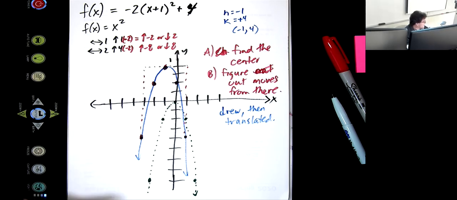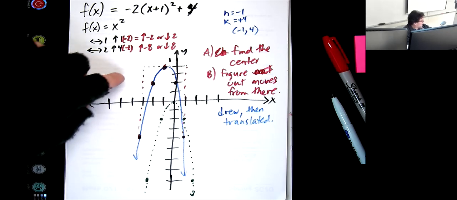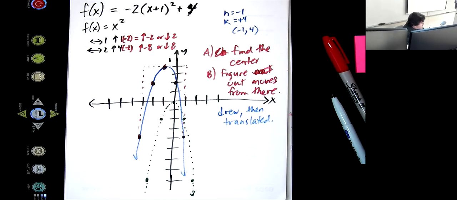Some people like sketching it and then moving it, and some people just like moving it and then drawing from there. I am more of the latter one. But I've had students tell me that they can't follow it that way. I am very much move the center and draw the graph from there. But you can do it however way you wish.